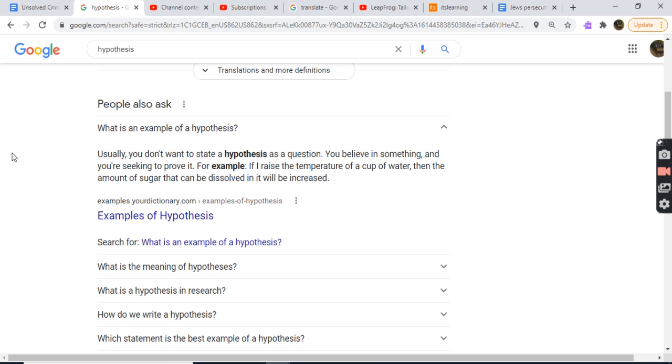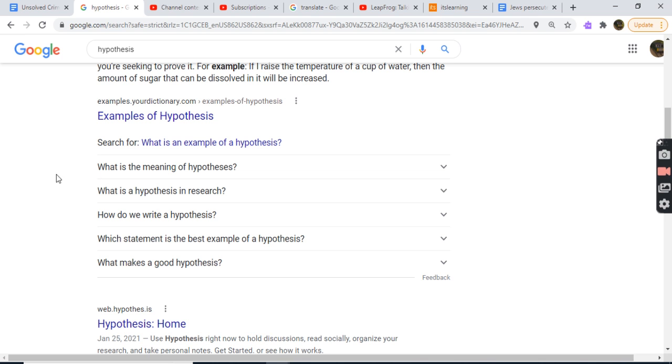For example, if I raise the temperature of a cup of water, then the amount of sugar that can be dissolved will be increased. Just like that has been explained there. What do you think is going to happen when that amount of sugar has been dissolved? What will it look like?